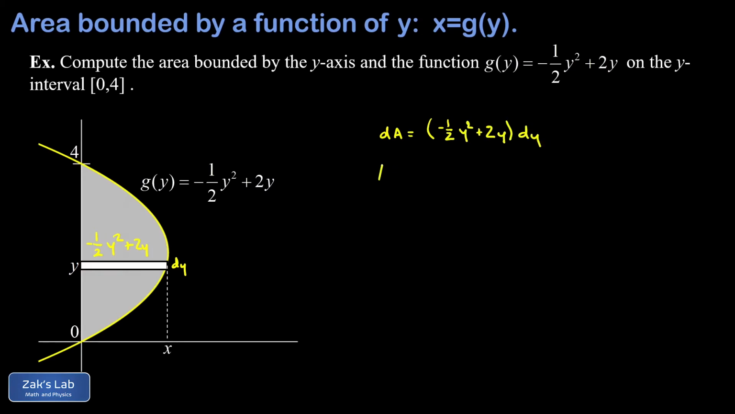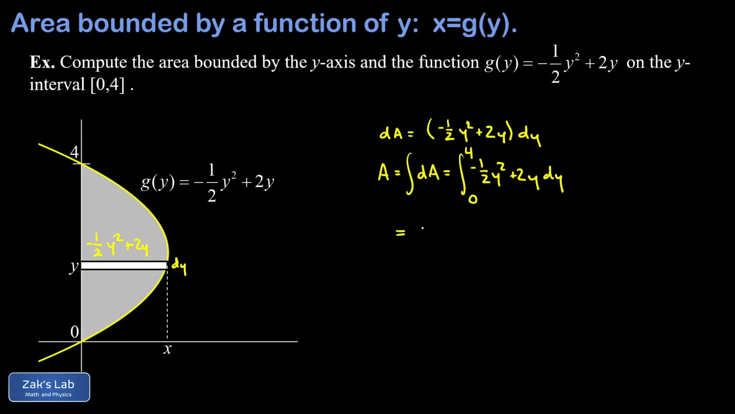Again, the integral is a summation device. To find the total area, we simply add up all the contributions, all those dAs, and we already have a formula for that entirely in terms of y. So I end up with the integral of negative 1/2 y squared plus 2y dy. And because my integrand is phrased entirely in terms of one variable, I can put in my limits of integration. The lower limit is 0 for the starting value of y. The upper limit is 4.